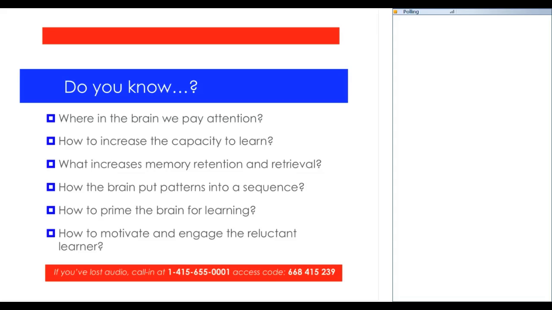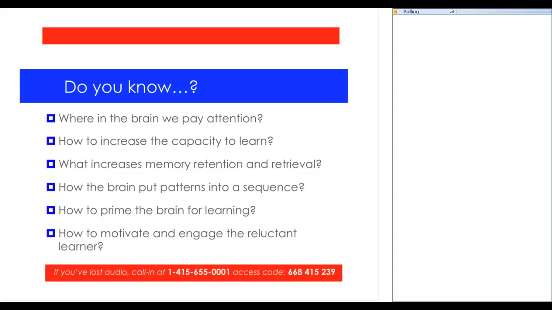How does the brain put patterns into a sequence? Patterns such as a recipe or a lesson plan, but also patterns like letters into words, words into sentences, sentences into stories. Where does that happen in the brain? It just so happens that happens in the cerebellum, which is exactly where our motor skills, agility, and coordination are housed, and so we can improve that whole process through movement.